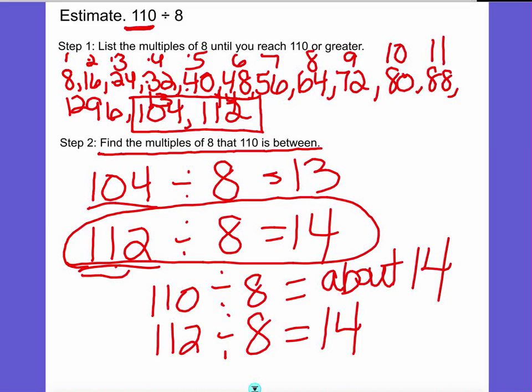All right, that would be our final answer. So it's listing multiples, finding where the dividend is between, and then when you find your two, you have to figure out which one is actually closer.